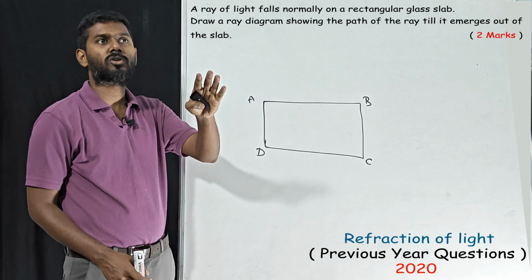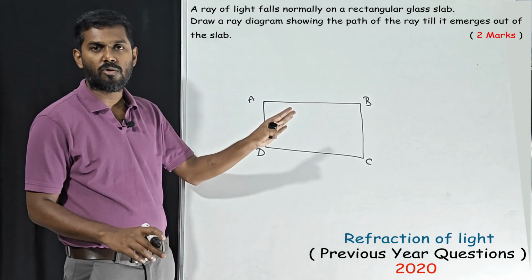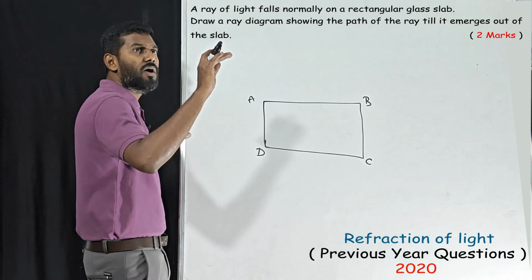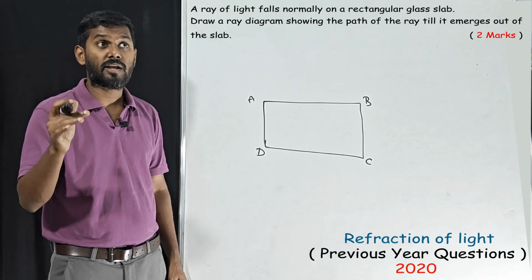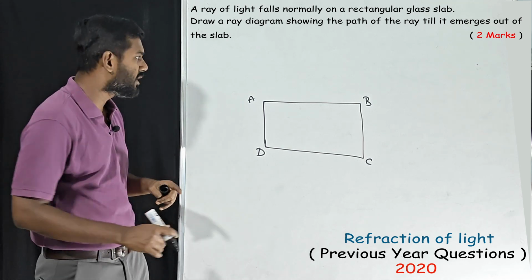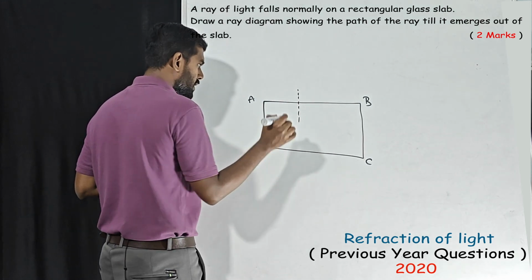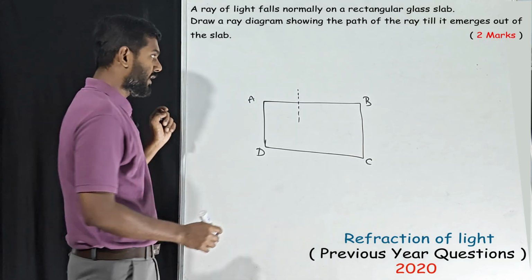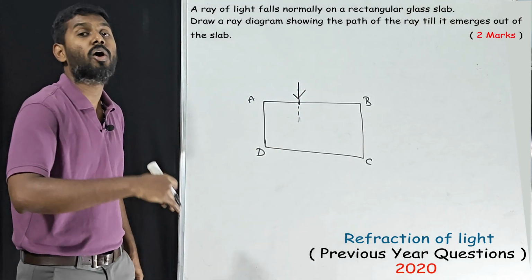If we are telling you to draw from scratch, from the beginning, you can name it however you want. Okay, now a glass slab is drawn. A ray of light falls normally. What do you mean by normally? Normally means you keep a protractor here and draw the normal. A ray of light falling normally means on the normal.